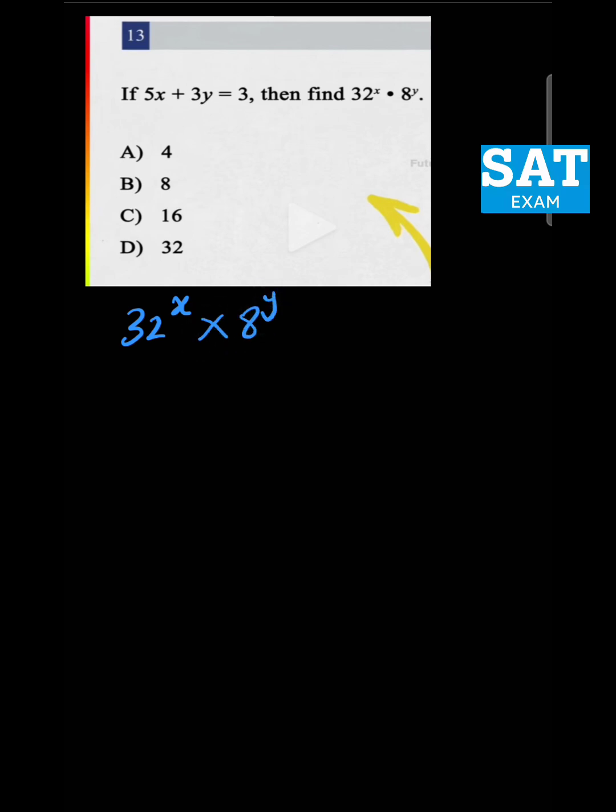Now to do this, the first thing we need to do is to try to make the bases the same. So 32 and 8 can be easily converted to base 2. So this is going to be 2. Then how many times can we multiply 2 by itself to give us 32? It's going to be 5 times, then all raised to the power of the initial power, which is x. Then multiplied by 8, which is the same as 2 raised to the power of 3, then all raised to the power of y.